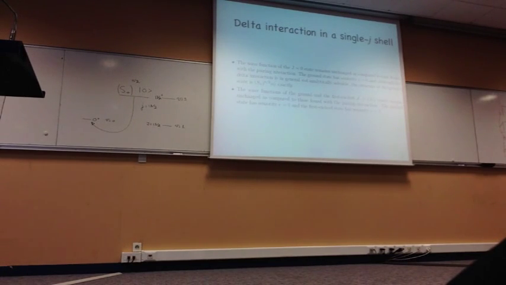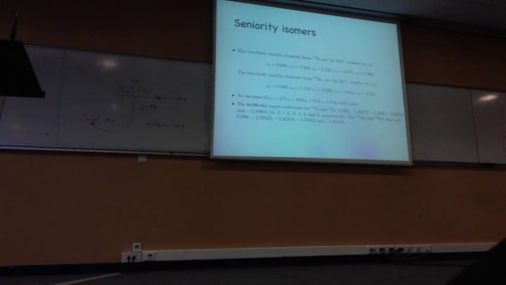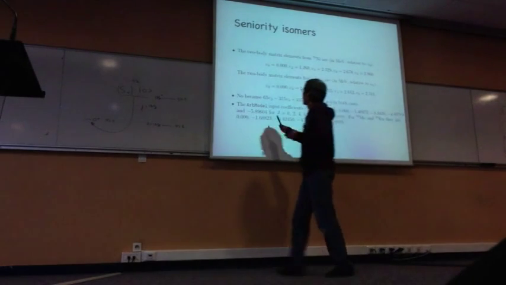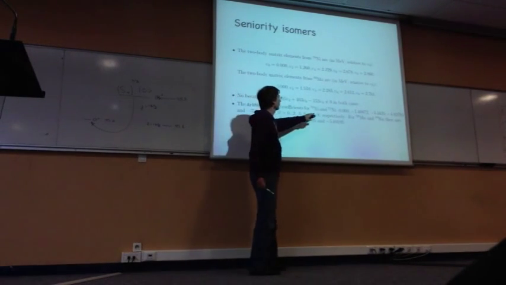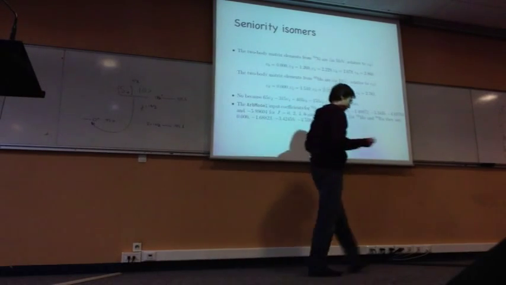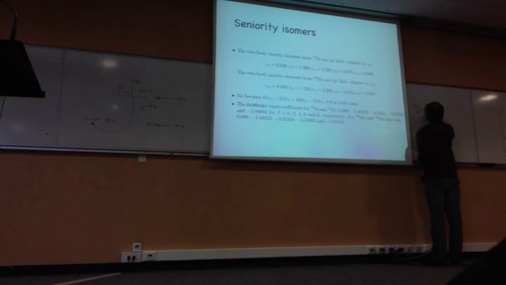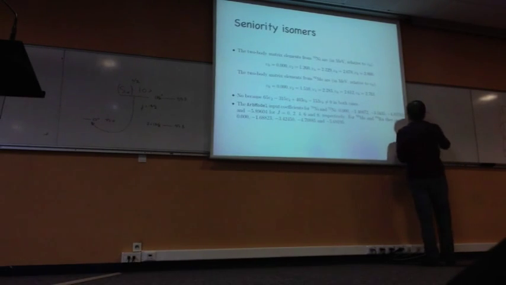Let me then go to this question about seniority isomers. This was about extracting interactions from two-particle nuclei. So this is nickel-70, with 28, 22, you consider this to be a closed shell.